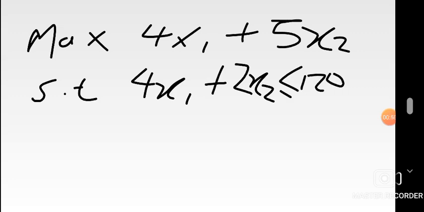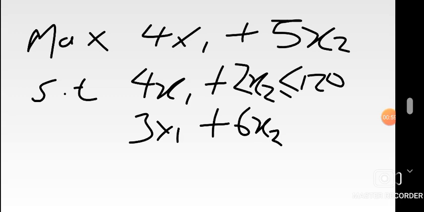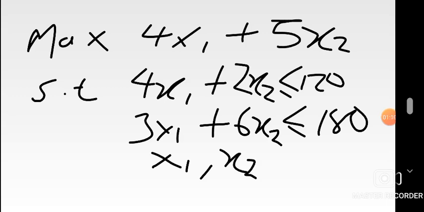The next one is 3x1 plus 6x2 less than or equal to 180. So they've just given you those two constraints, and then sometimes they put these things at the bottom. What do they mean by these components they put right at the bottom? x1, x2 is greater than or equal to 0.